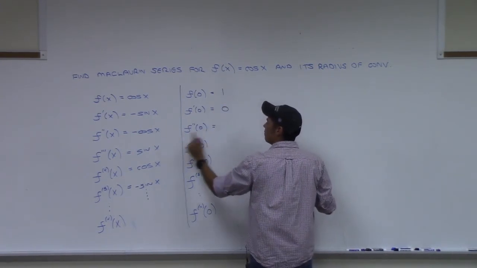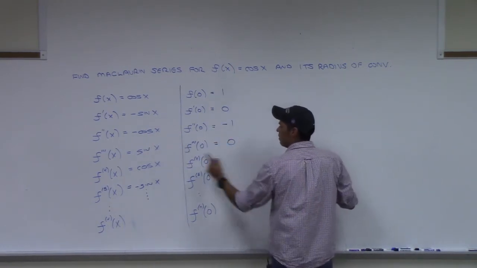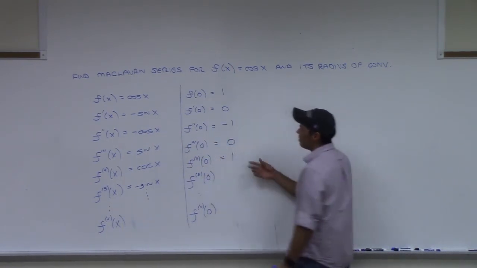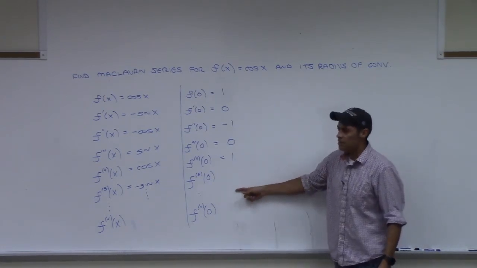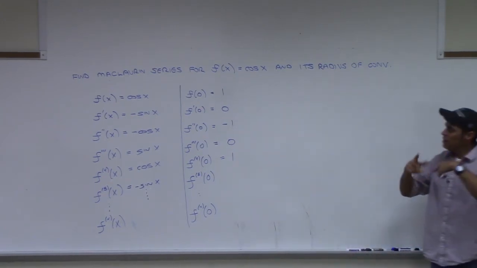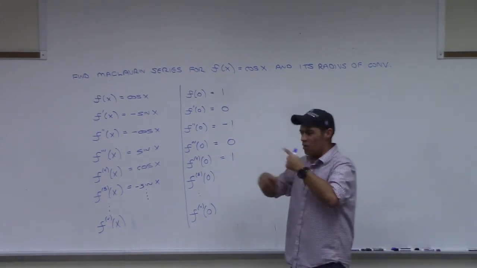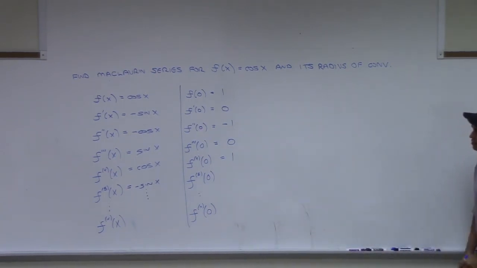0. Okay, here. Negative 1 here. 0, then 1. And then what's it going to keep doing? Repeat. It's going to go 1, 0, negative 1, 0, 1, right? It's going to keep on repeating itself. And that's because the cosine function, when you take its derivative, is what we call cyclic. So it's a cyclic derivative.